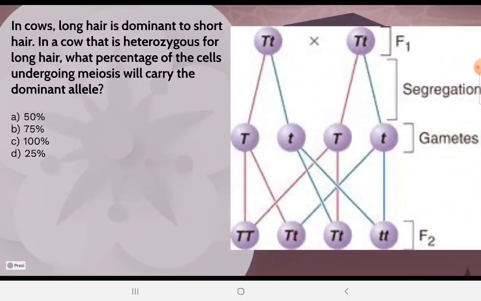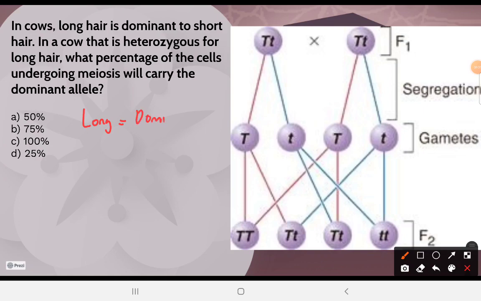Okie doke. So in cows, long hair is dominant to short hair. I like to keep notes on this just to keep track. Long hair is dominant, and that would mean short hair is recessive. I do hope on your SOL that you do take notes like this. And so it's going to talk about a heterozygote. So I'm using T's here, so I'll just use T's.